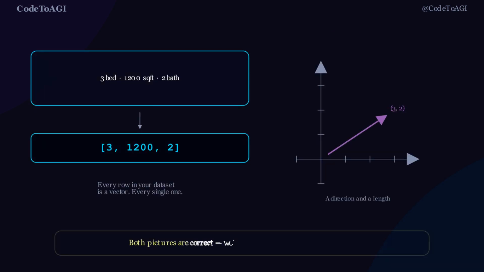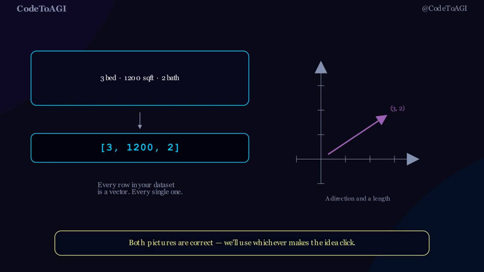A vector is just an ordered list of numbers. A house with 3 bedrooms, 1,200 square feet, and 2 bathrooms. That's the vector 3, 1,200, 2. Every row in your dataset is a vector. Every single one. Geometrically, a vector is also an arrow, a direction, and a length. Both pictures are correct. We'll use whichever one makes the idea click.